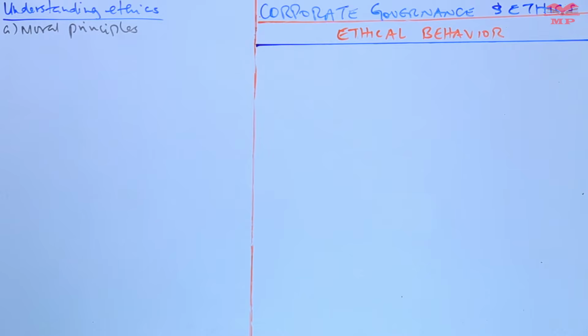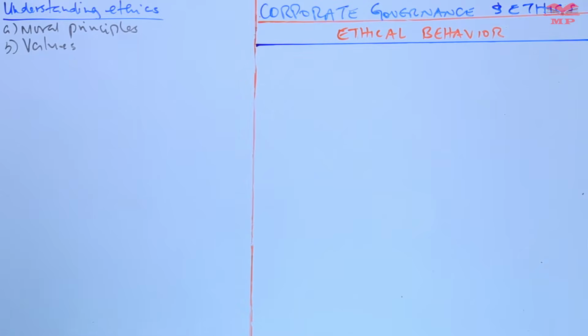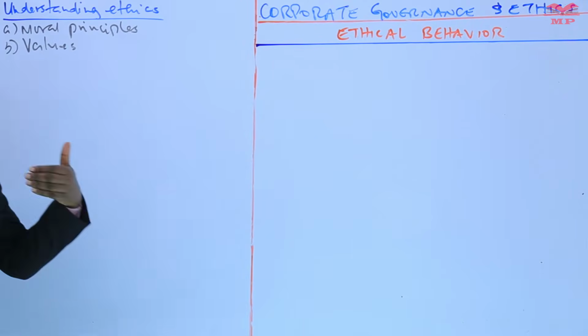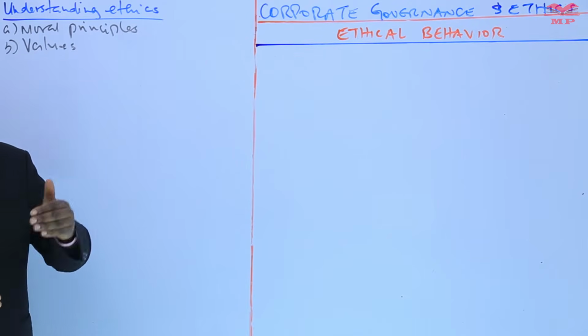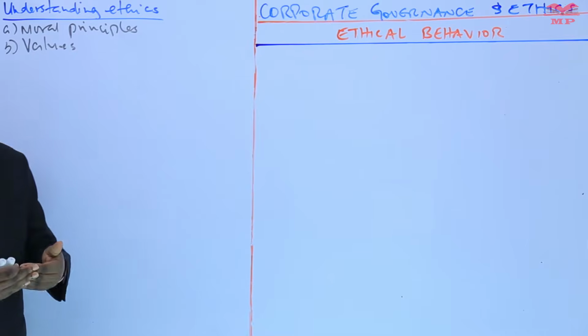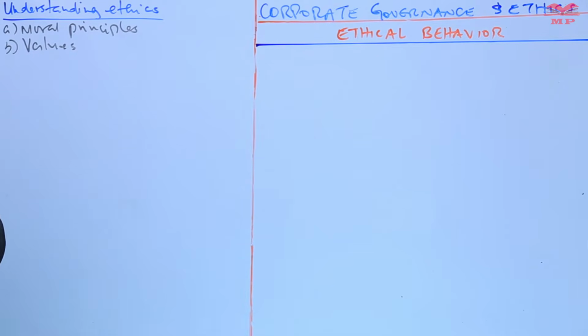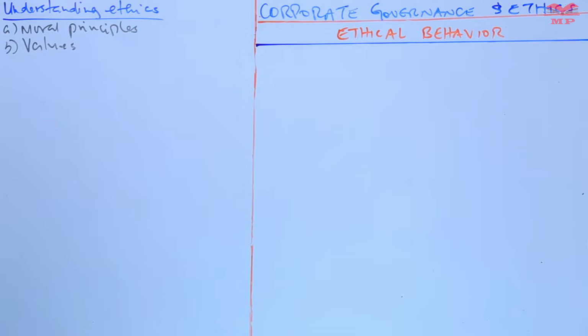The second key aspect of understanding ethics is values. Values are deeply held beliefs about what is important and worthwhile. Values influence our attitudes, our behaviors, and also our choices. So ethical values guide us in making decisions that align with our sense of right and wrong. So that's the second aspect of understanding ethics. For you to understand ethics, you need to understand values, which are deeply held beliefs about what is important and what is worthwhile.